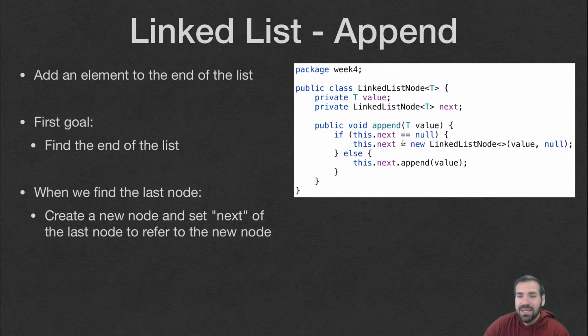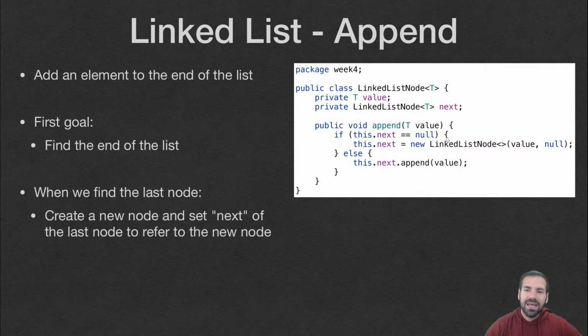This dot next. If next is null, we're going to replace that null with a reference to a new node with the value we're appending and a next of null, because this new node that we're creating is now the end of the list, so its next has to be null, and it's going to have the value that we were appending. And then replace that old null with the new node with a next of null, which effectively appends.